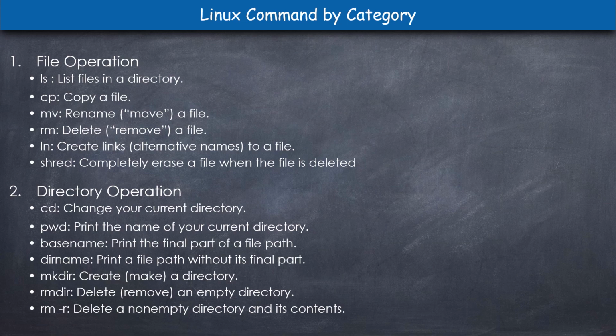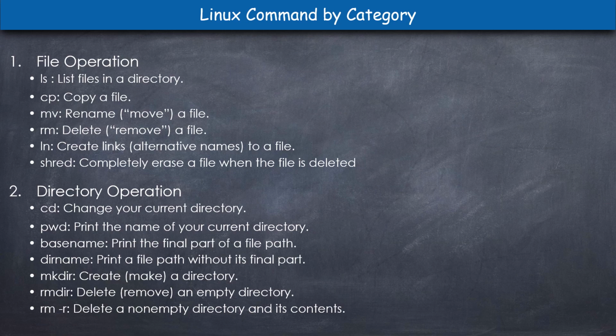So first we'll see file operation commands. These commands basically help us to work on different kinds of files. So let's see the first command. It is ls. ls is list. It will list the files in the current directory, or if you pass an argument like ls and the path of any directory, it will display the list of files and folders in that directory.